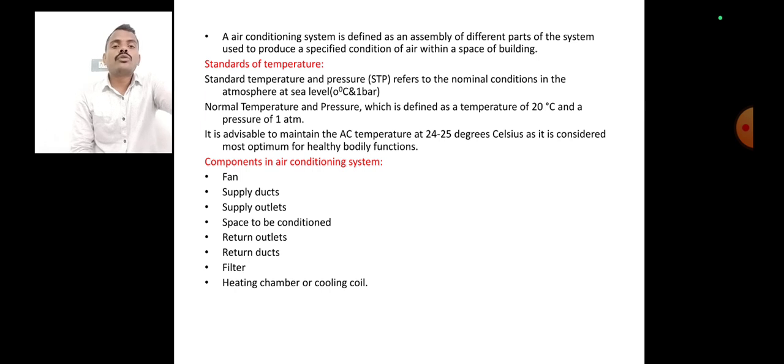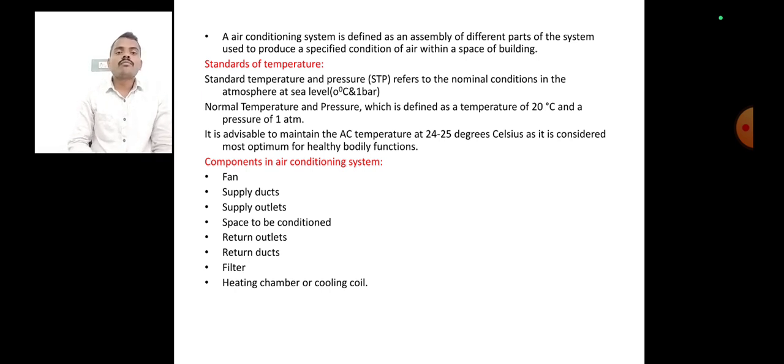They fixed 24 to 25 degrees Celsius as the standard temperature for an air conditioning system. For comfortable conditions, some people may be comfortable when the temperature is 18 or 17 degrees Celsius. Some people may be comfortable with a temperature of 28 degrees Celsius. It may differ from person to person, but they fixed the standard value as 24 to 25 degrees Celsius as the standard temperature and 50 to 60% as the standard relative humidity of an air conditioned space.